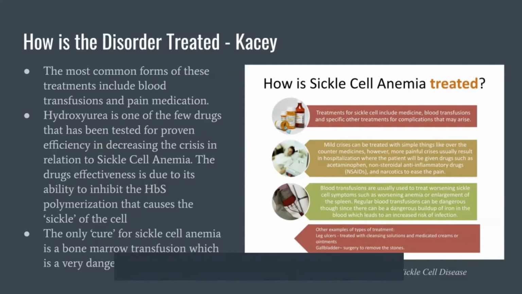And sickle cell hemoglobin, or HbS, is an example of a genetic variant of human hemoglobin, where a point mutation in the beta globin gene results in a substitution of glutamic acid to valine at the sixth position of the beta globin chain. The only cure for sickle cell anemia is a bone marrow transplant, which is a very dangerous and very rare procedure due to the fact that it can be very, very hard to find an exact match. And even if you do find a match, there is no guarantee that it will work.